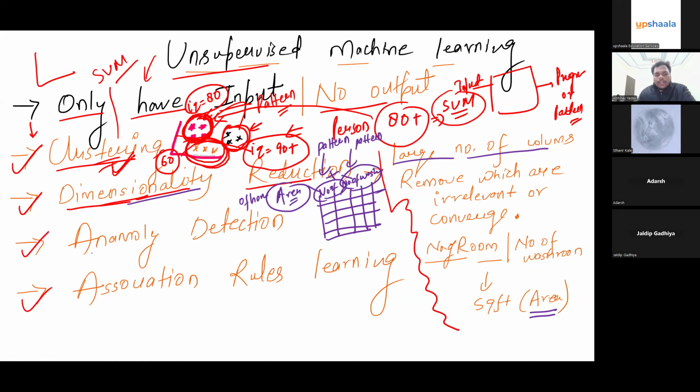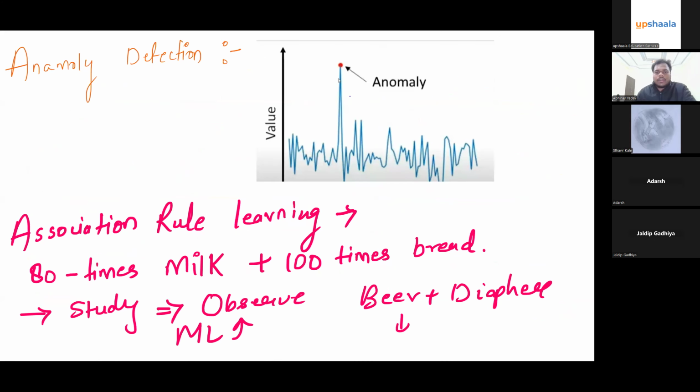Okay. After that, we have anomaly detection. So what it does basically, this is the example. Suppose one student is there. He was performing from class 1 to 10th, and he was getting some marks in between.